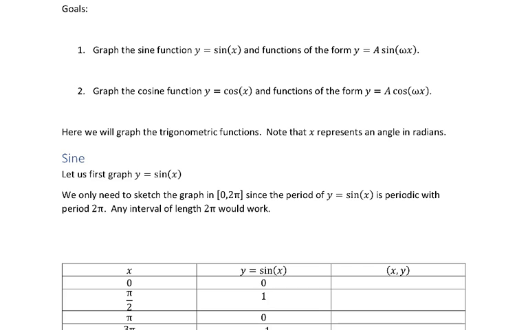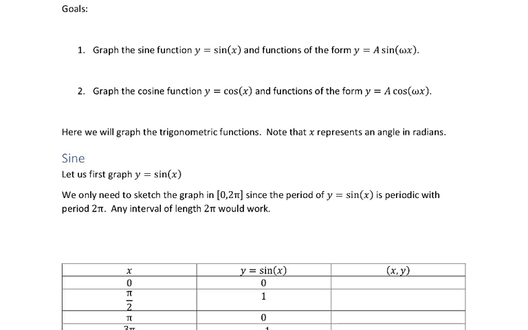Omega is really any non-zero number. But as you'll see later on, it's really enough to consider omega being positive. And we'll do the same thing for cosine. A, this number in front, is just a non-zero real number. Okay? So we're going to graph sine and cosine.